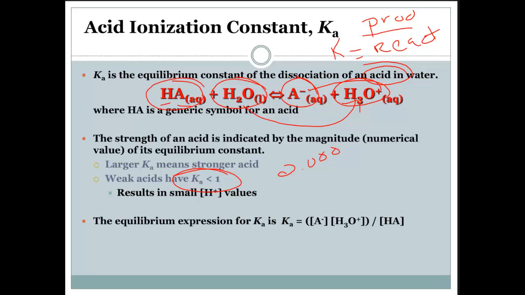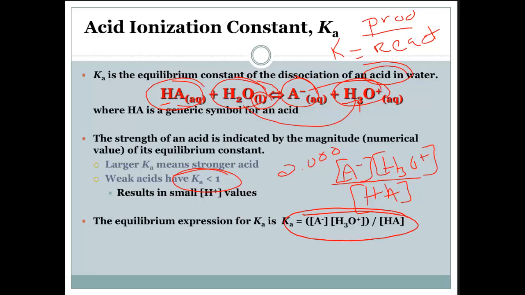Let's look at the equilibrium constant, the K for this. It's the products over the reactants. We have A-, H3O+, those are the products, over the reactants, which is HA and water. Well, water is in liquid form, so therefore it's not included in the equilibrium constant, which is why we have this value here.